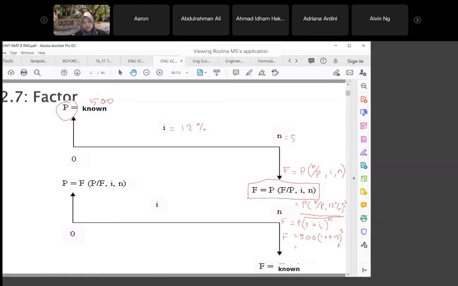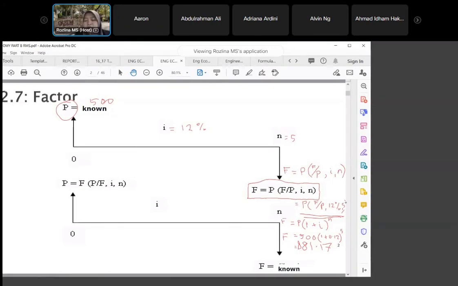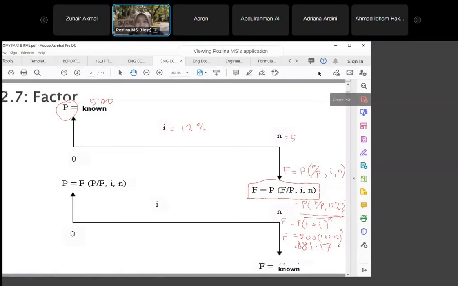It's 881.17. Betul? Ya, okay, 881.17. Tulis kat chat room, saya tak apa dengar, awak punya putus-putus. Betul? Sekejap. Oh, okay, 881.17. Okay, thank you, Zuhair. Dan yang bercakap tadi siapa? Zuhair juga.